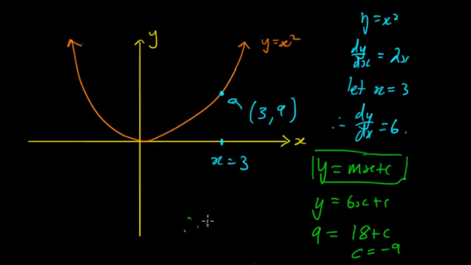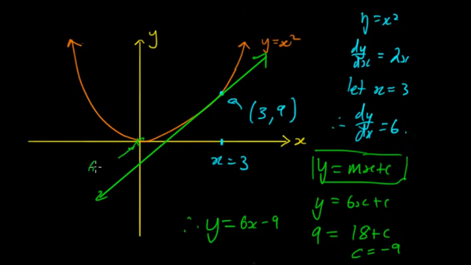Therefore, the equation of the tangent is y equals 6x minus 9. And graphically, approximately, obviously it's not to scale or anything like that, we have y equals 6x minus 9. If you're doing this properly, you'd have to draw in the x-intercepts and the y-intercepts as well. And also for y equals x squared, you'd have this point here, (0, 0). So what about if we now want to find the normal?